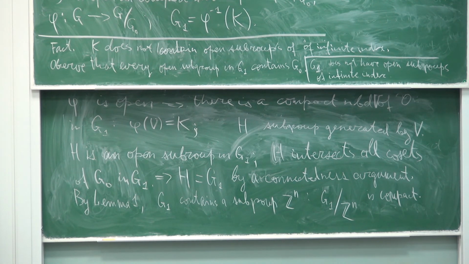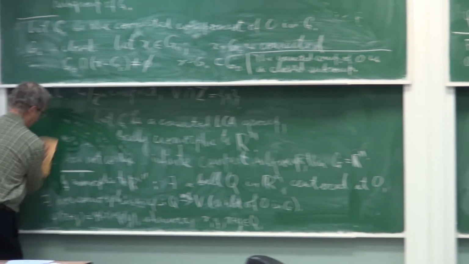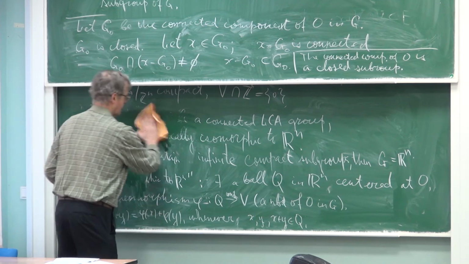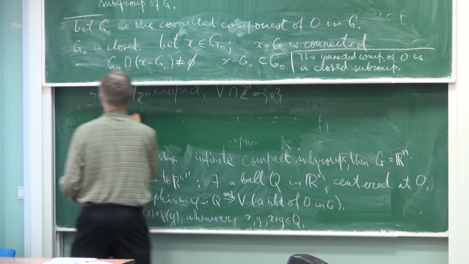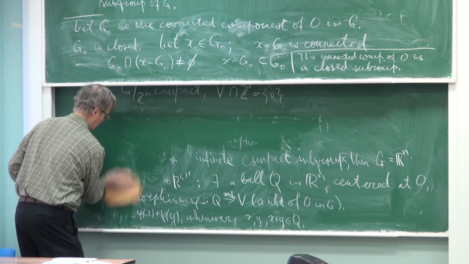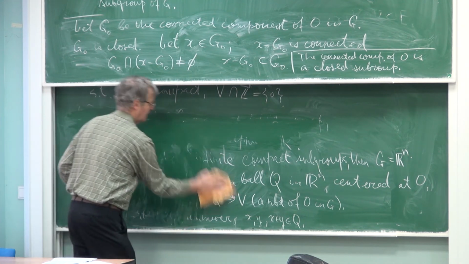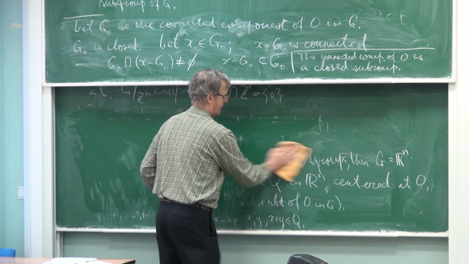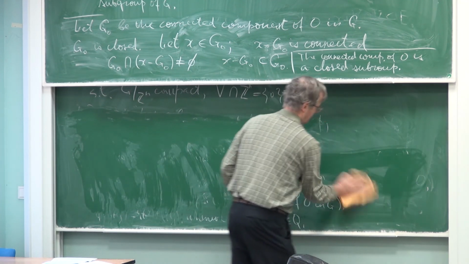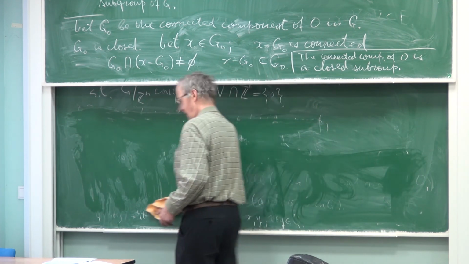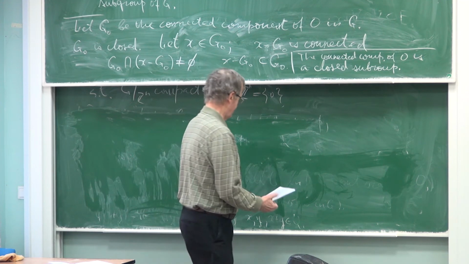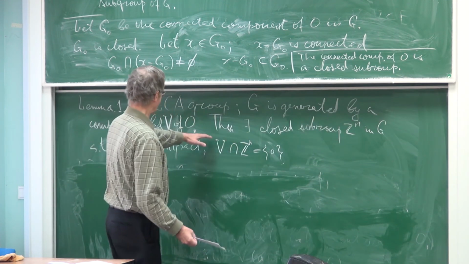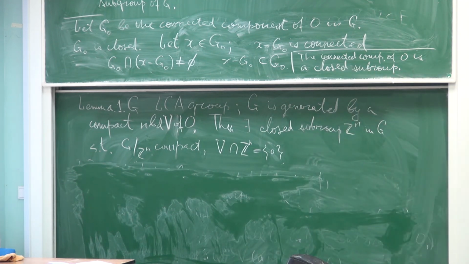Maybe I'm going to erase lemma 3 because it is fairly transparent and the statement is self-suggestive, so probably I don't need to have it on the blackboard. Okay, and precisely here we have this lemma which we have applied. So this quotient is compact.